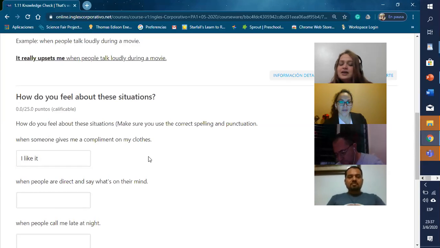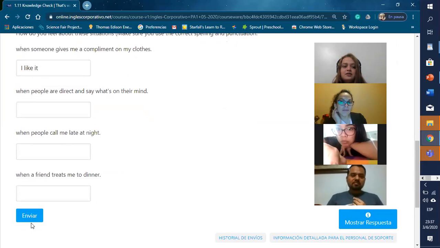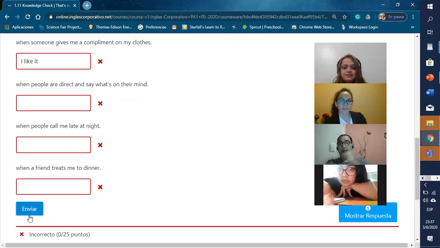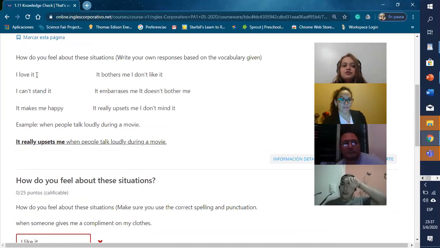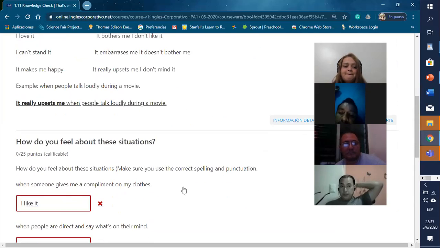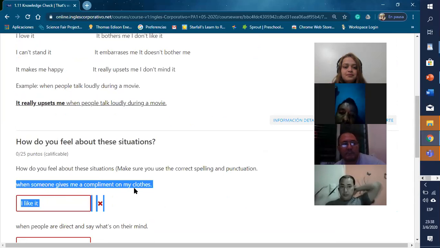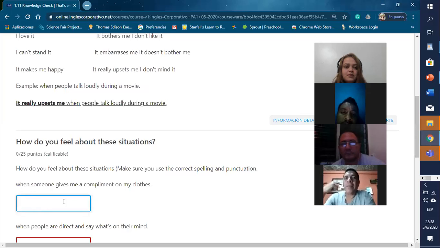Okay. Has anybody done this exercise? Not yet. Probably confusing. And did you write it? Yes, I did. What expressions are you using? You only have these options, guys. I love it. It makes me happy. But you need to write it in complete sentences. I don't mind it when someone gives me a compliment on my clothes.